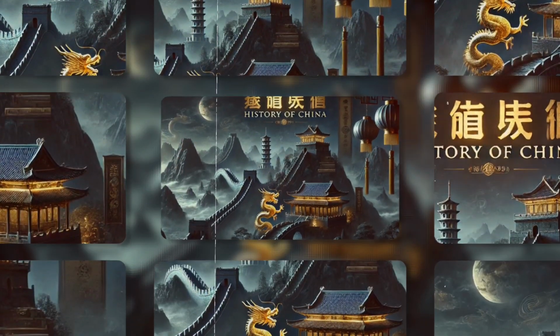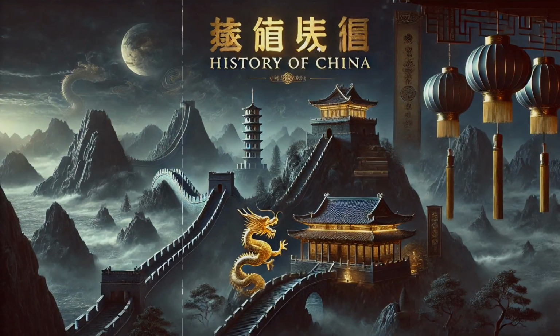Historical overview of China. China's history spans over 5,000 years, marked by remarkable continuity, cultural achievements, and transformative political and socio-economic shifts. This narrative organizes China's past into key phases, highlighting major dynasties, political changes, and societal developments while maintaining a concise yet comprehensive perspective.